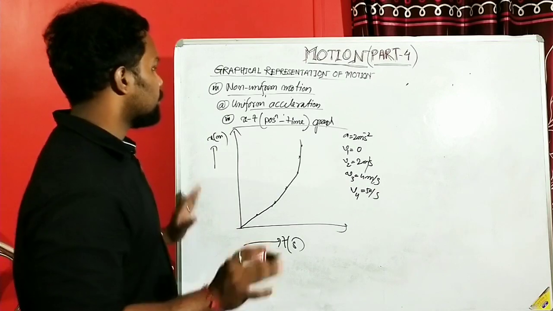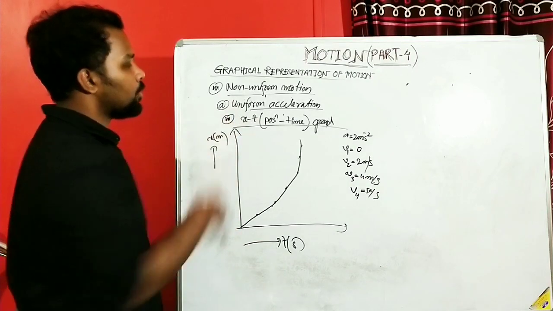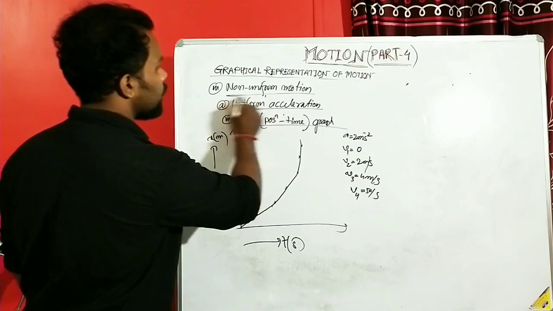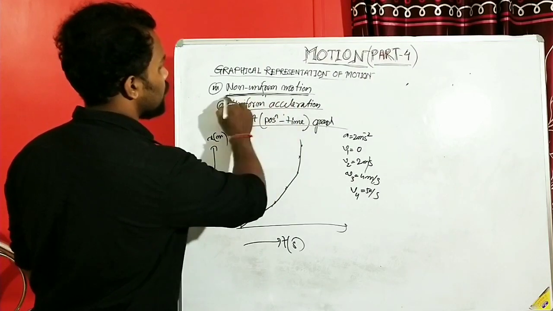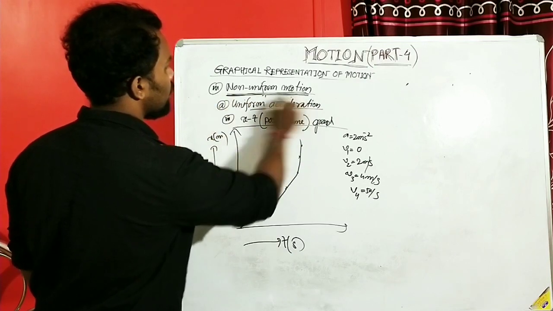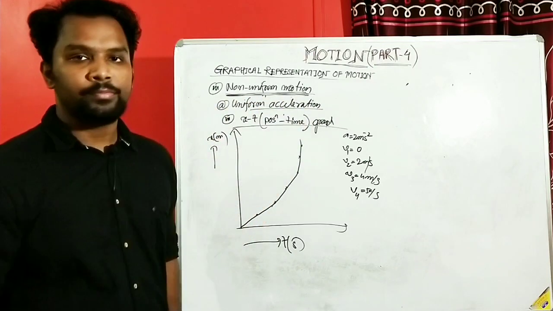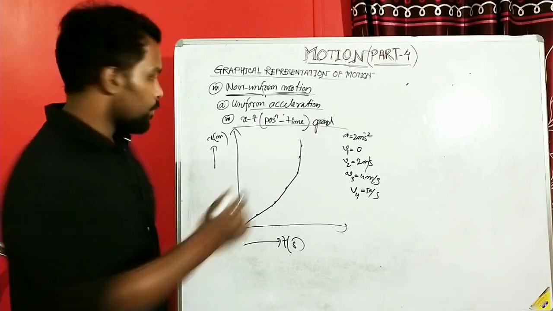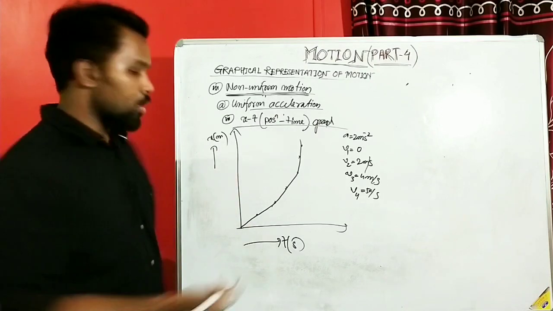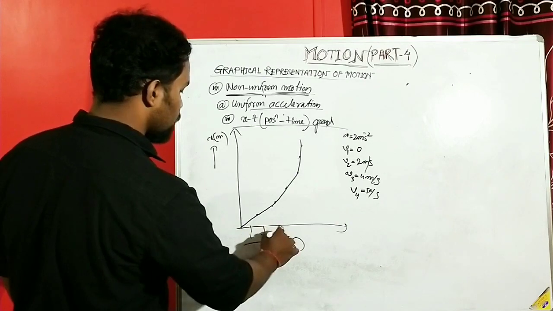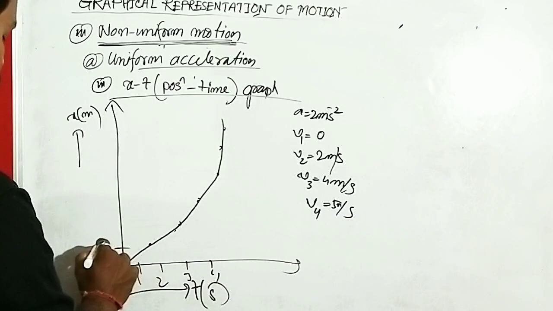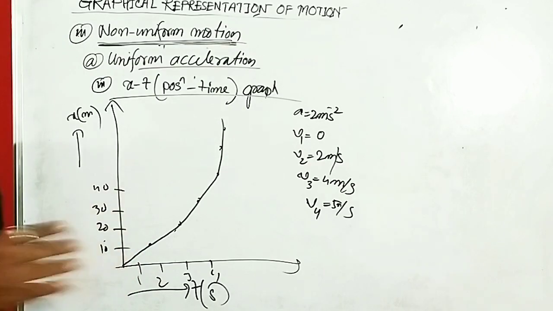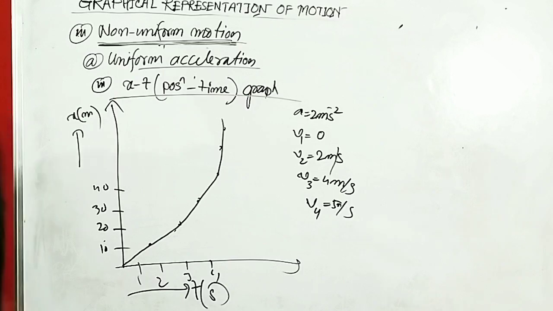Clear. Again, if you want to understand this position time graph for non-uniform motion, just look clearly here. What is written here? Non-uniform motion. Non-uniform motion means what? That the speed is going to be different, right? So the distance and time graph actually gives us the speed, because distance by time is nothing but speed. So if it is 1 second, 2 second, 3 second, 4 second, and 10 meter to 20 meter, 30 meter, 40 meter, non-uniform motion means the speed is not going to be the same at every moment, though the acceleration is the same.